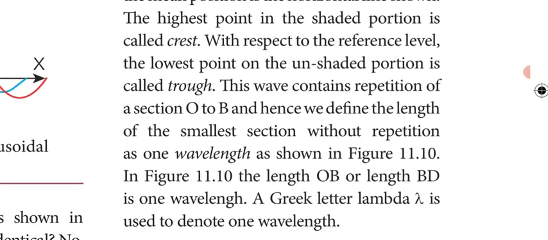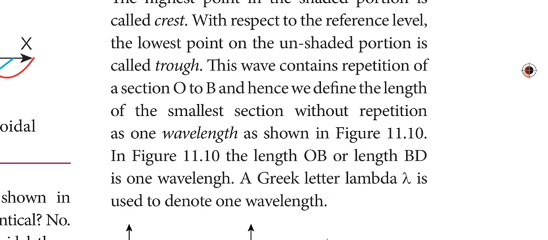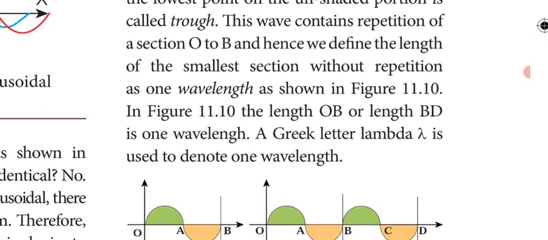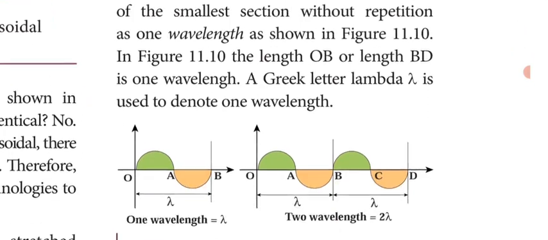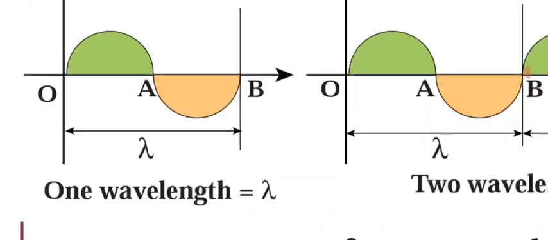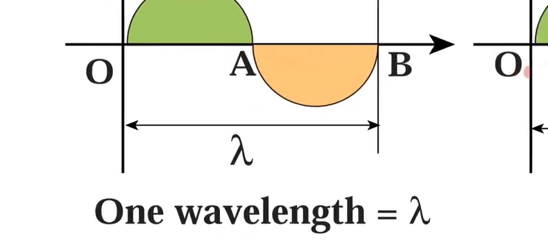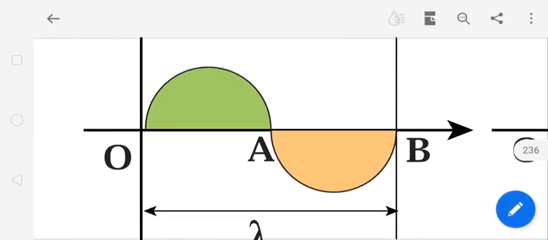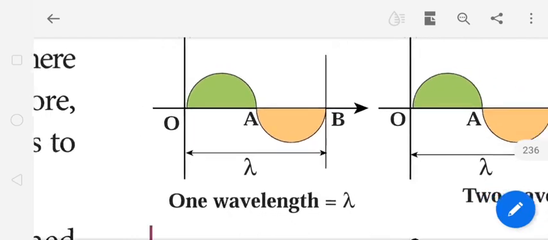These waves contain a repetition of the section O to B, and hence we define the smallest section without repetition as one wavelength. The length OB or BD is one wavelength. The Greek letter lambda is used to denote wavelength. From O to B there is one crest and one trough, which is one complete wave, starting from the point O and ending at B. So that is taken as a wavelength of 1 lambda.